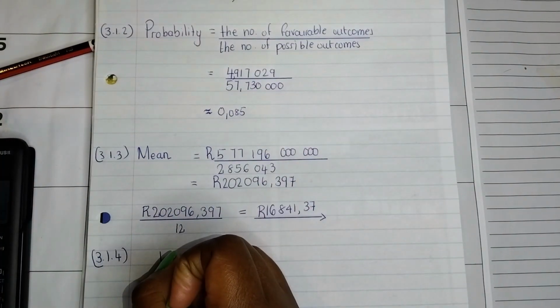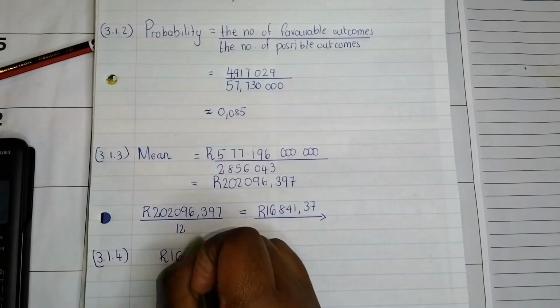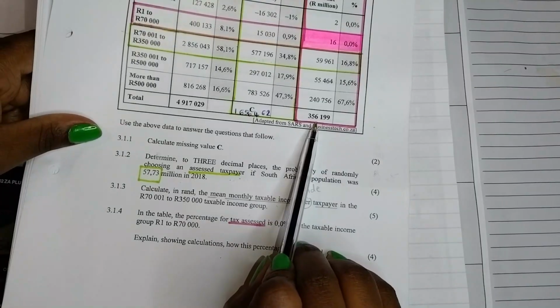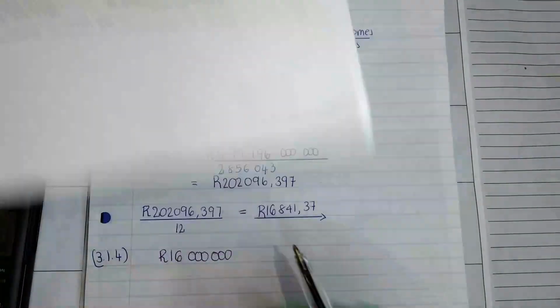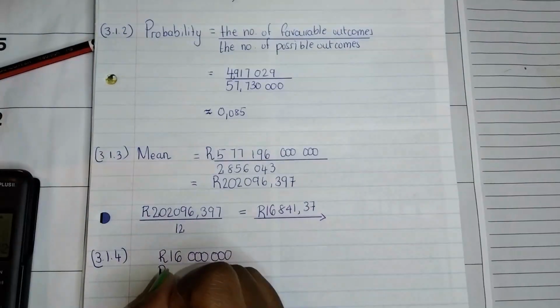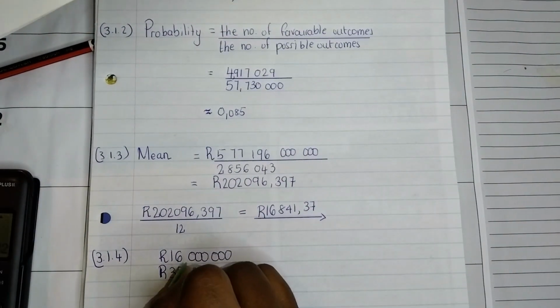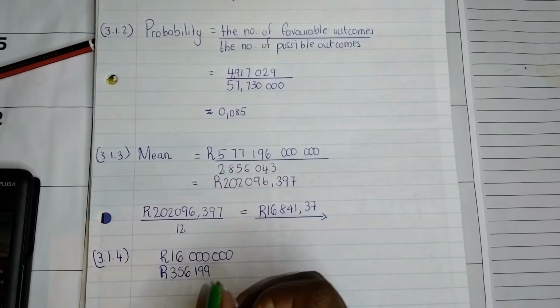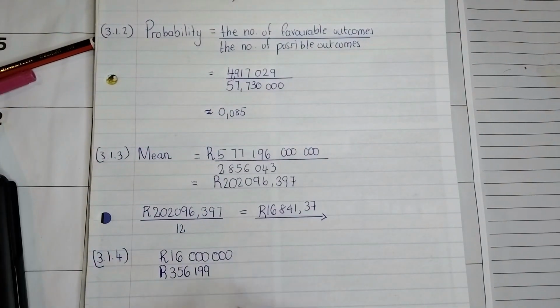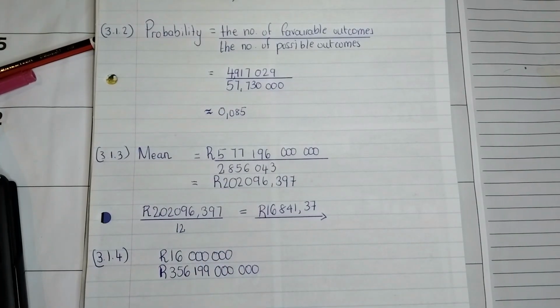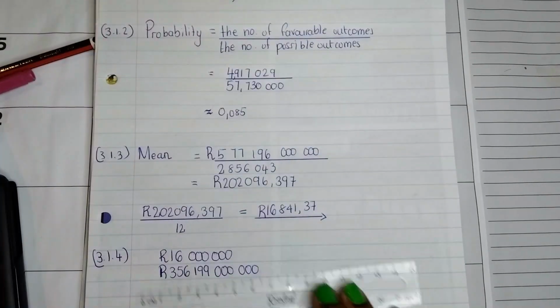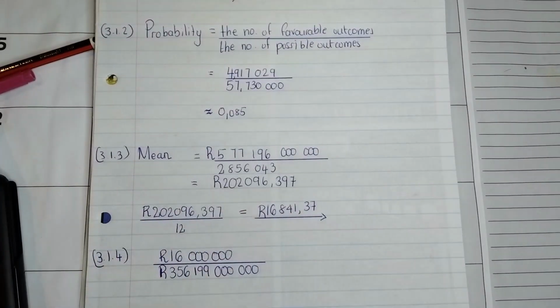It's in rands. Okay, 16, and then 6 zeros, divided by the total tax that is assessed. The total tax that is assessed is 356 million in rands, right? 356,199, and we're going to add 6 zeros, 1, 2, 3, 4, 5, 6, because it's in million. Okay, we're going to punch that into our calculator.